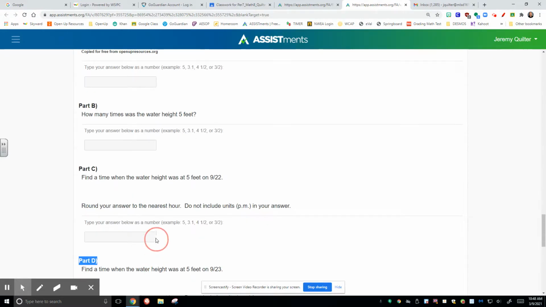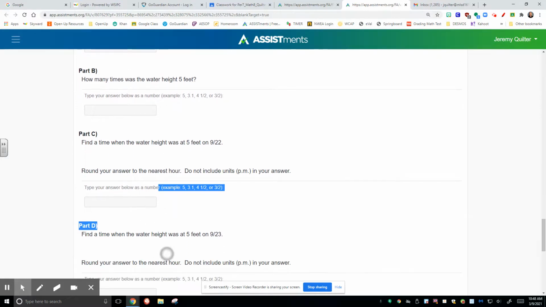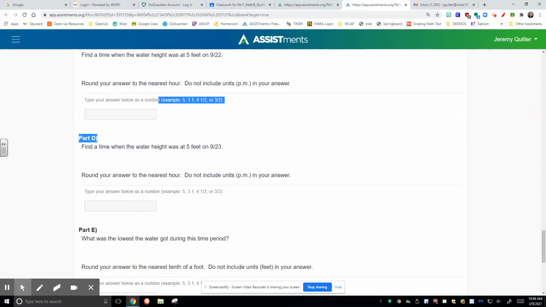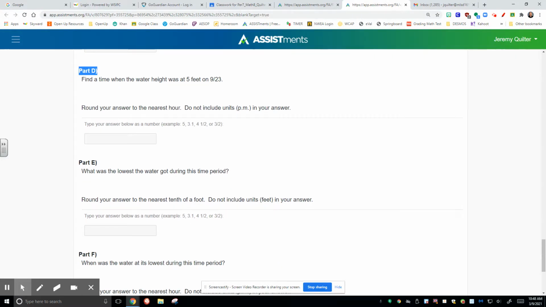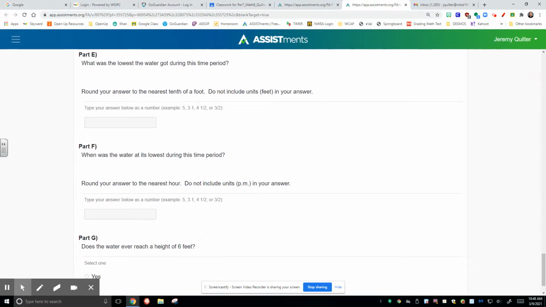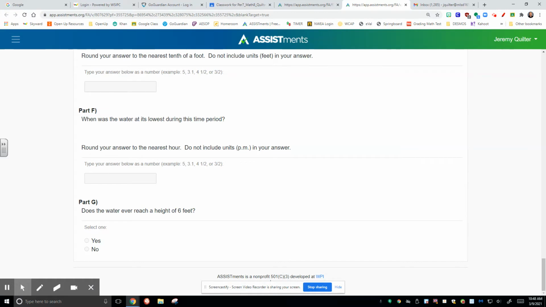And then part D, find a time when the water height was at 5 feet on the 23rd. What was the lowest the water got during this time period? So find out how much water there was. In part E, when was the water at its lowest? And does the water ever reach a height of 6 feet?